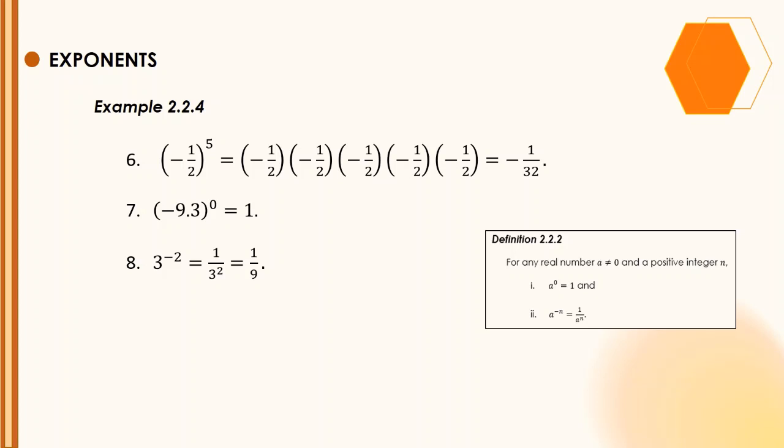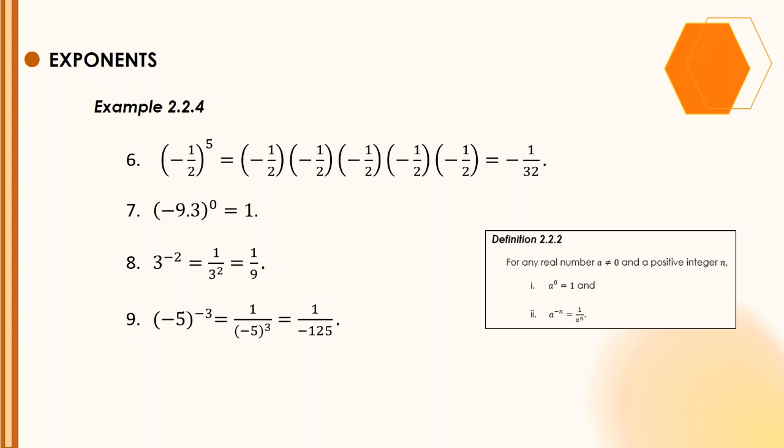Number 9 is negative 5 quantity to the power of negative 3. So, ibaba natin itong negative 5 at tanggalin ang negative exponent. This will be equal to 1 over negative 5 quantity cube. Since negative ang 5 at odd number yung exponent niya, kaya yung negative 5 quantity cube is equal to negative 125. Then, we will have 1 over negative 125.